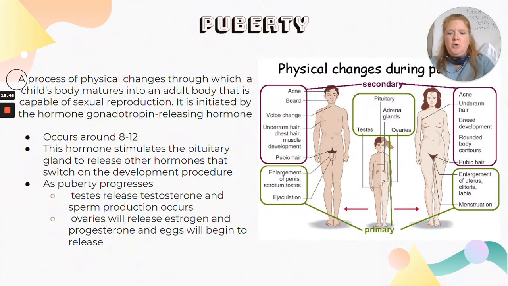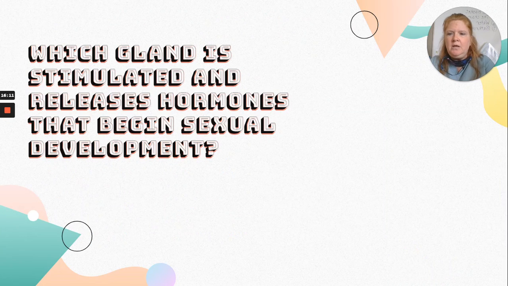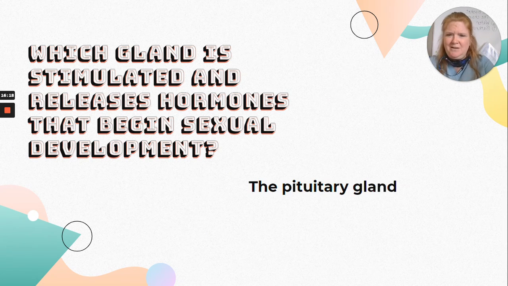Okay. So testes begin releasing more testosterone and start producing sperm. Ovaries release estrogen and progesterone, and eggs begin to be released. So ovulation begins. But there's lots of other things that happen. It's acne, body hair changes, voice changes, pubic hair, the vulva, penis, breast tissue becomes enlarged. So which gland is stimulated and releases hormones that begin sexual development? Remember the master gland? Pituitary.